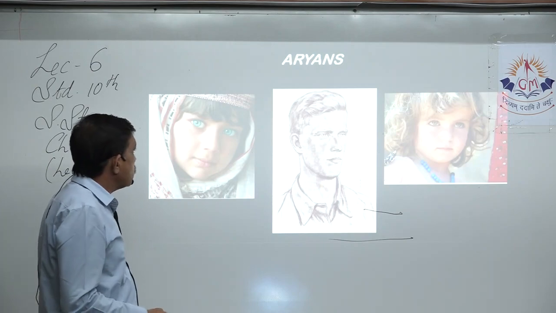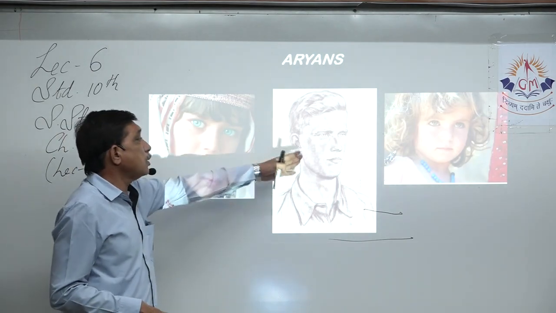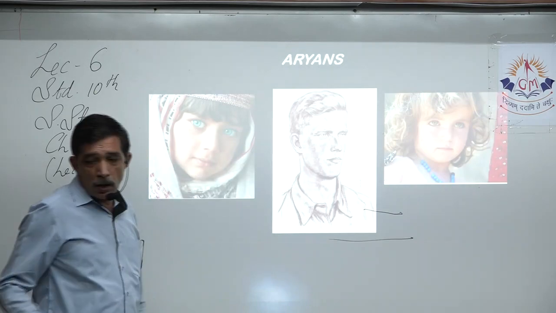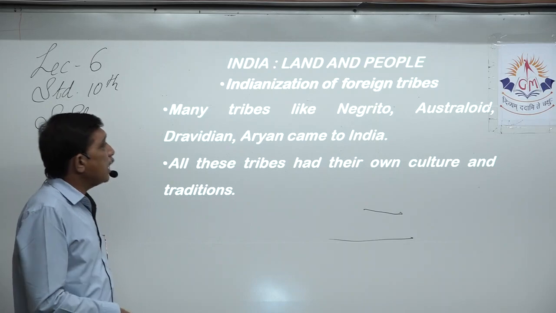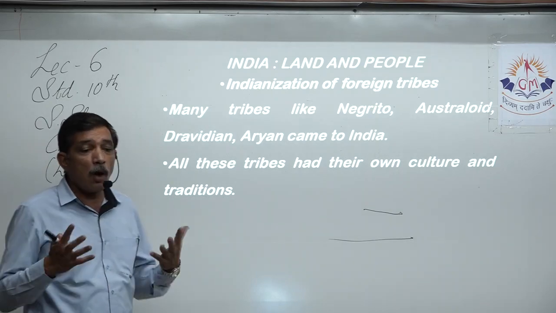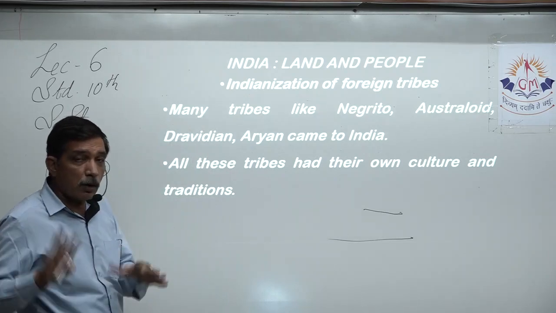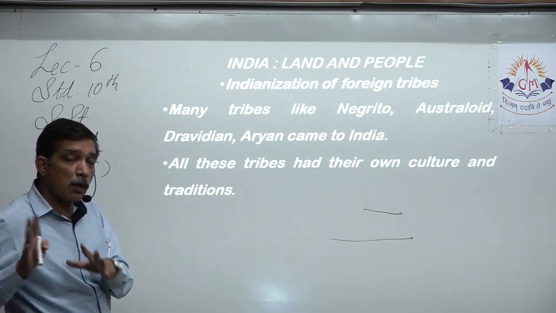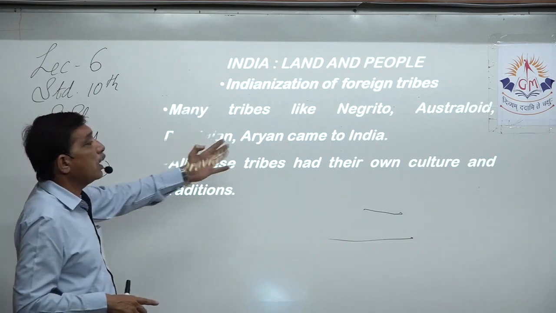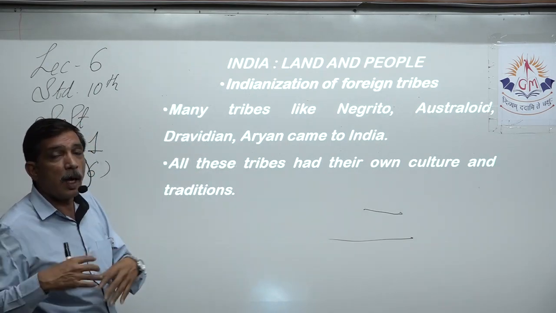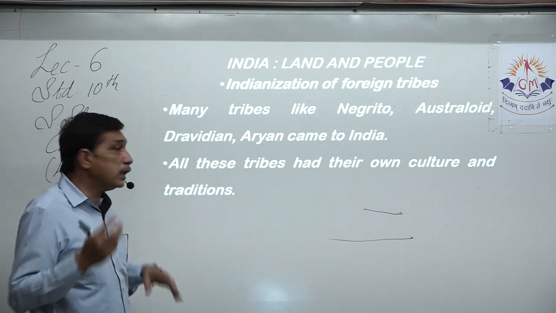This is how the Aryans look: fair skin, somewhere blue or green eyes. These are the physical features of the Aryans. Many tribes like Negrito, now Indianization, how we got Indianized, right? How those tribes got Indianized. The Dravidians and the rest of the tribes were already here. Apart from that, the Negrito, Australoid, Dravidian, Aryans came from outside, Alpine, the Mongoloid, Armenoid, they came to India, right? How did they get Indianized?